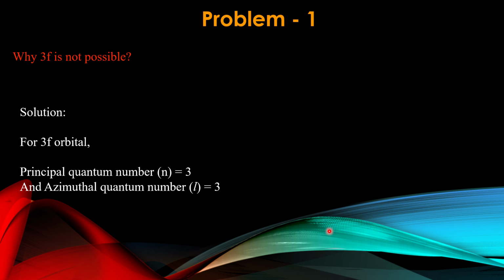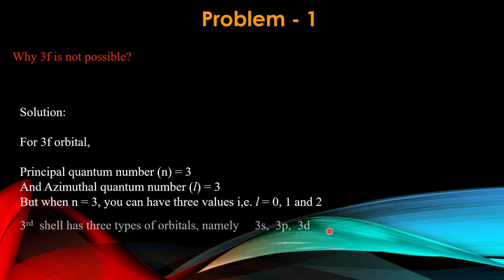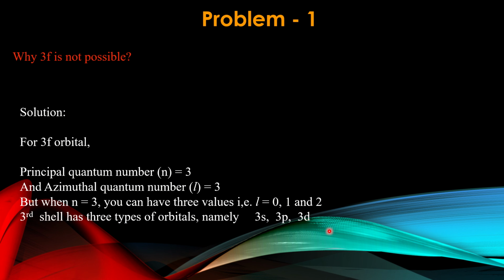But dear student, look, when the principal quantum number n equal 3, then how many values of L are possible? When n equal 3, you can have 3 values of L, those are 0, 1 and 2. That means for n equal 3, L equal 3 is not possible. For this reason 3f orbital is not possible. So for third shell, 3 types of orbitals, namely 3s, 3p and 3d are possible and 3f is not possible.